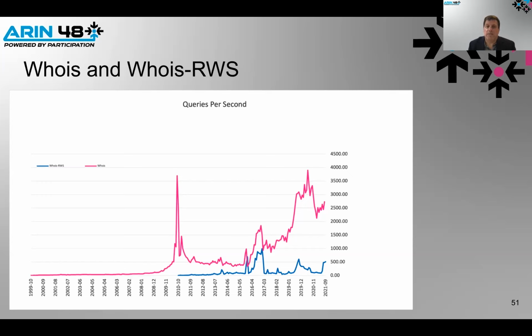There's also a RESTful Whois RWS service that we put in as a predecessor to RDAP, which is coming in the next slide. But you can see that when the traffic went down with Whois, the traffic went up with Whois RWS. And what's interesting here is some of those people that we've detected as abusers on using port 43 actually pivoted and went to Whois RWS.